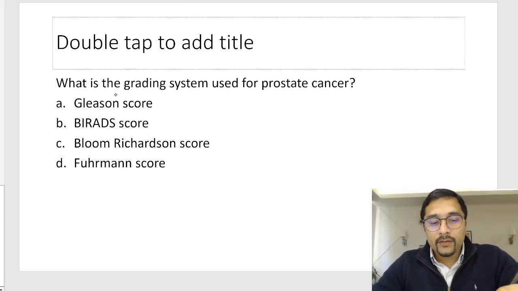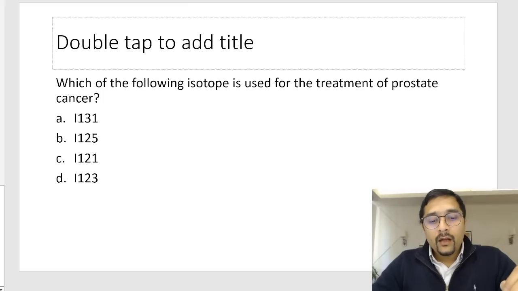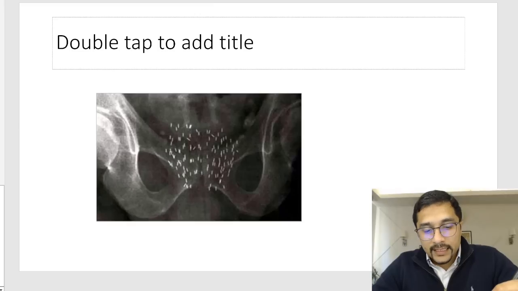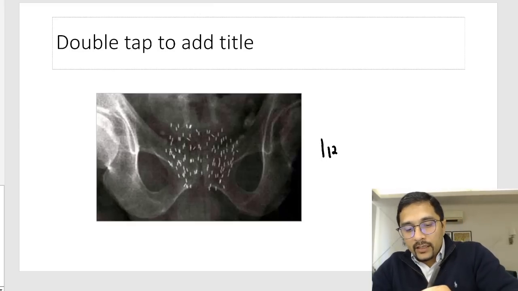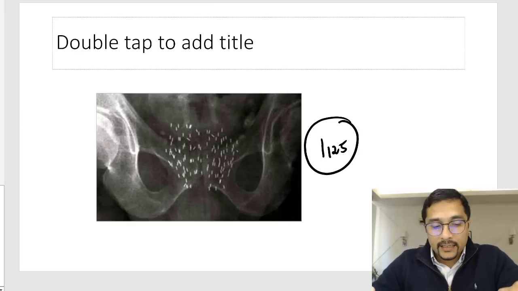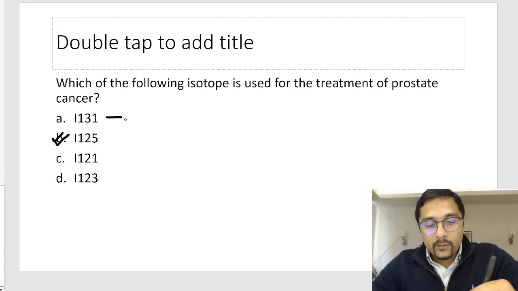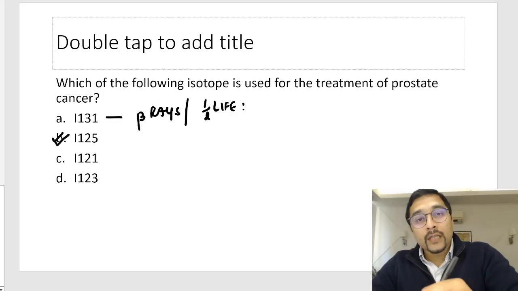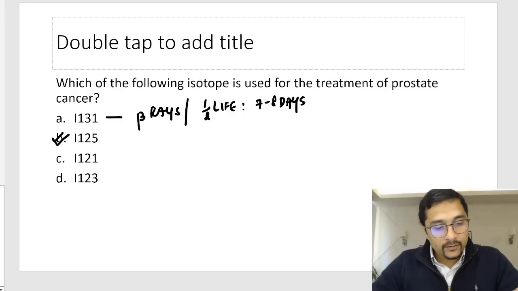This was asked last year: which grading system is used for prostate cancer? We use the Gleason's score for prostate cancer. Which isotope is used for giving radiotherapy? It is iodine 125. Iodine 125 seeds are used in giving radiotherapy in prostate cancer. Iodine 131 acts via beta rays, and this has a half-life of 7 to 8 days. This is used for thyroid cancer treatment. This I've already told you in the second video, which is there on my YouTube channel.